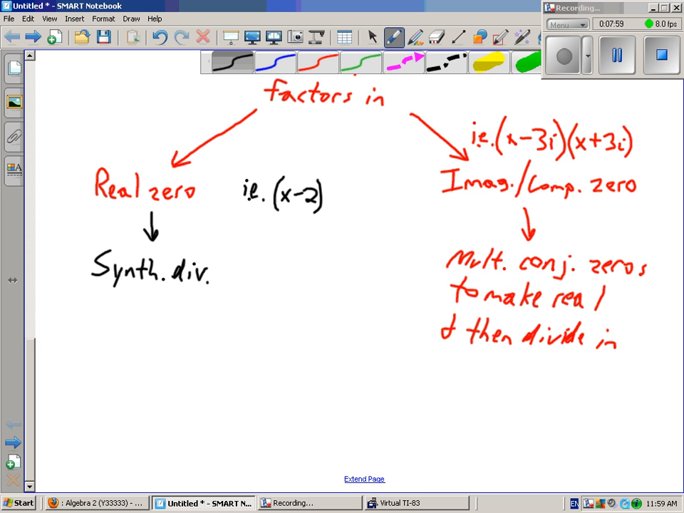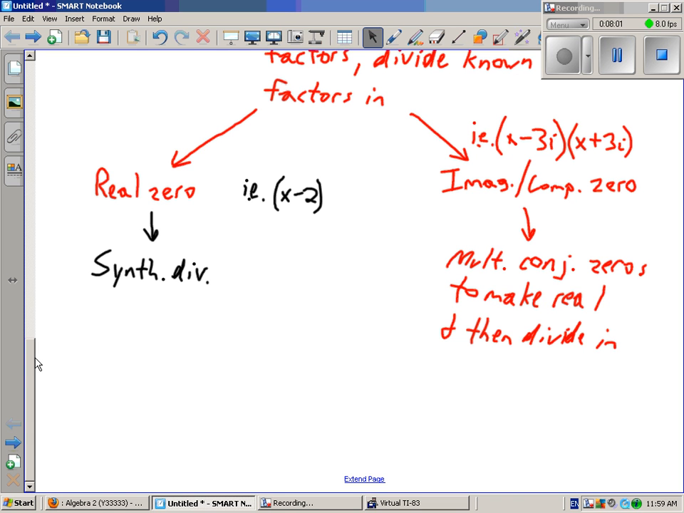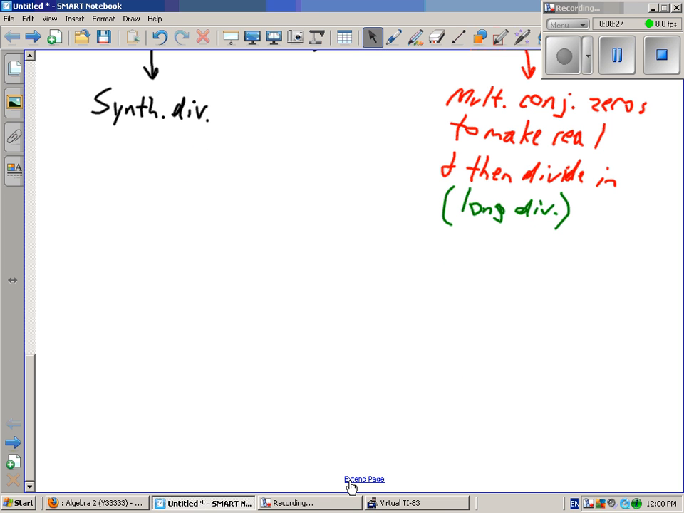Now, when you multiply those two, you are not going to get a linear factor. For example, these two guys, you're going to get x squared plus 9. So what you would have to do is actually use long division. Your hand is kind of forced. You have to use long division. It'd be really nice if we could use synthetic division, but unfortunately, since those don't give us linear factors, our hands are tied.